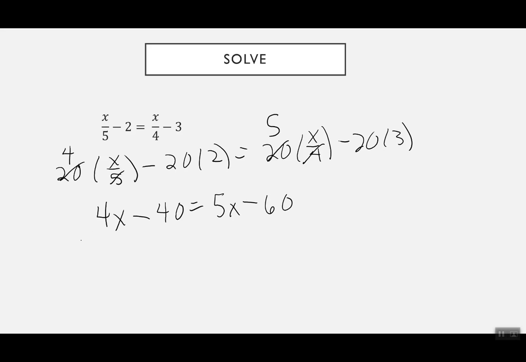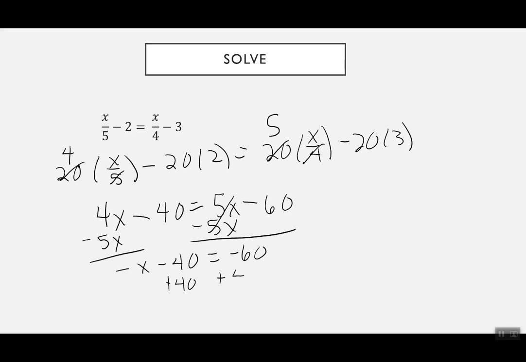I'm going to bring the 5x over. I'm subtracting. So 4x minus 5x is negative x, minus 40 is negative 60. We are going to add the 40 to both sides. That way we can get the x alone.